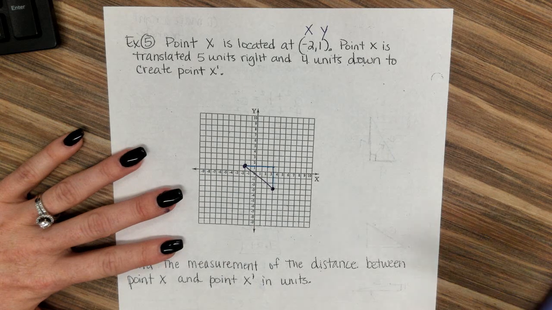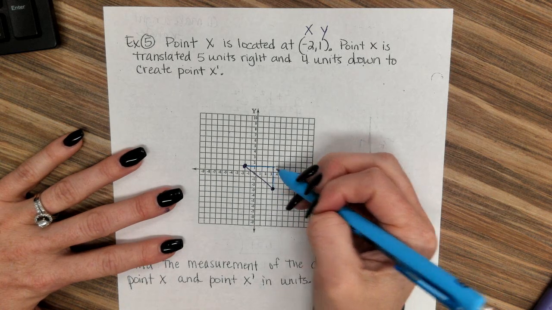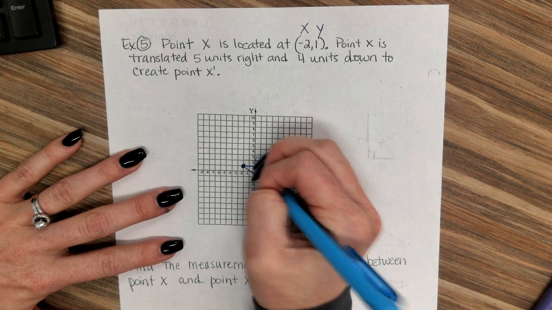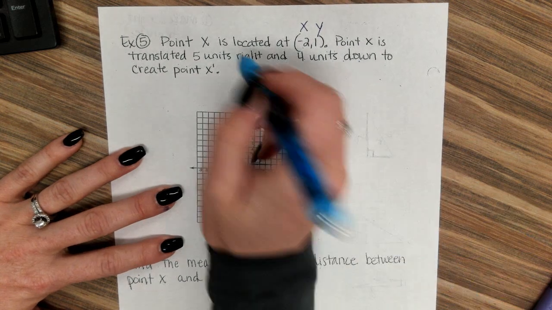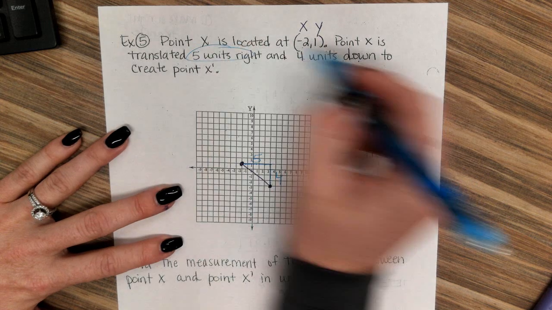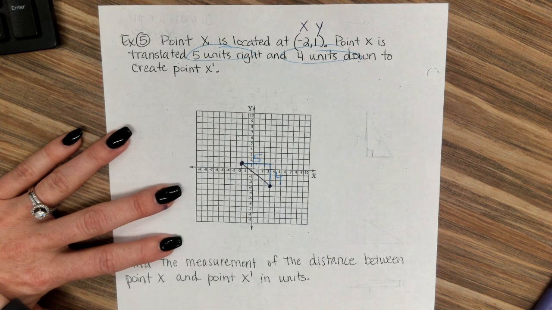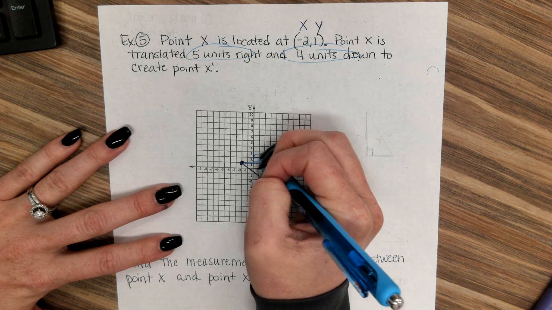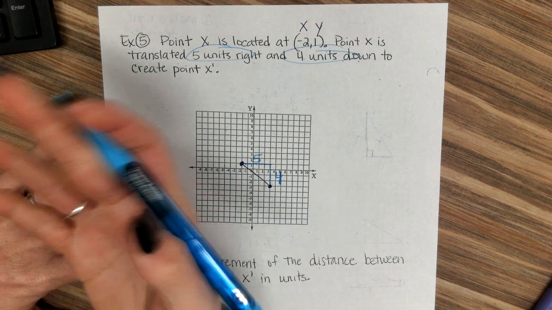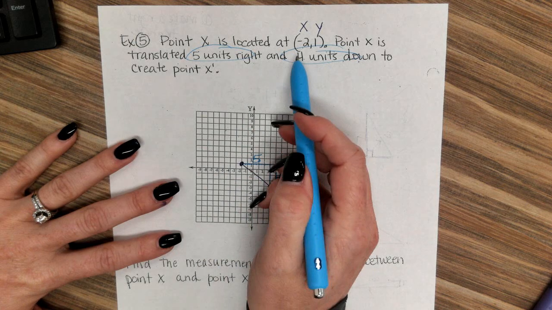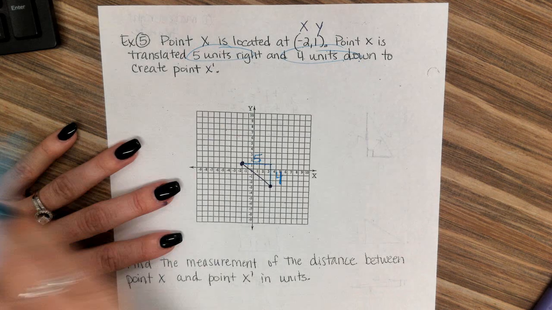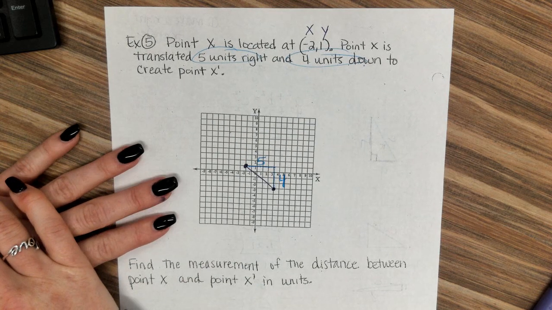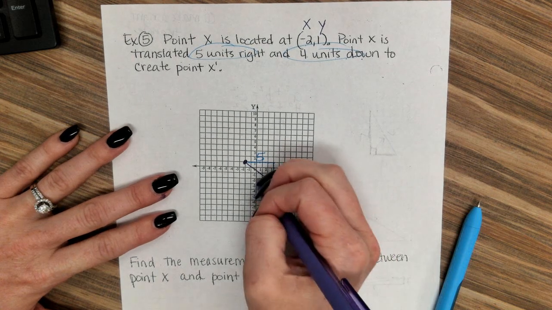Now, if you count these side lengths, that's 1, 2, 3, 4 units, and this is 1, 2, 3, 4, 5 units. What you'll notice is that the amount of times you translate it is going to be the sides of your triangle. So technically speaking, you don't have to graph these. It's not going to change it. It's just going to be a right triangle where the legs are 4 and 5, and you're solving for side C, which is known as the hypotenuse. So this is side C.